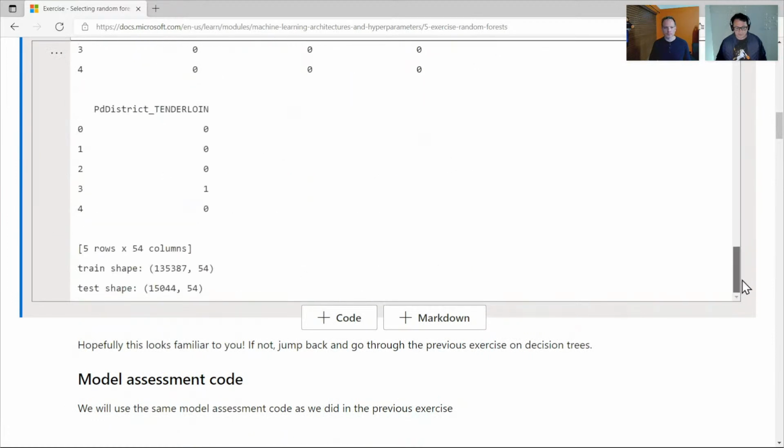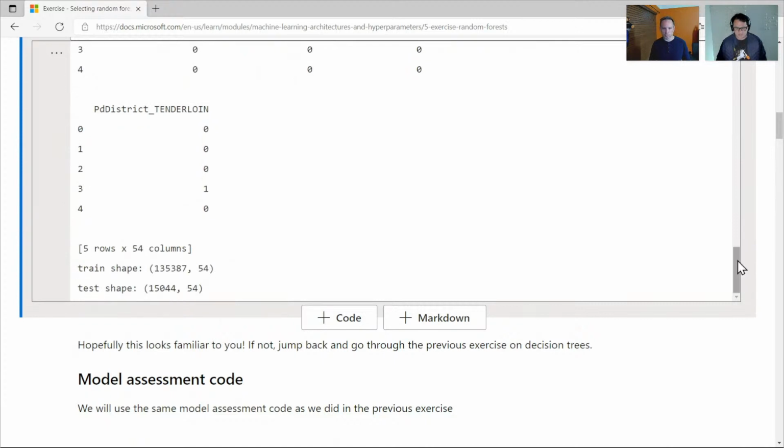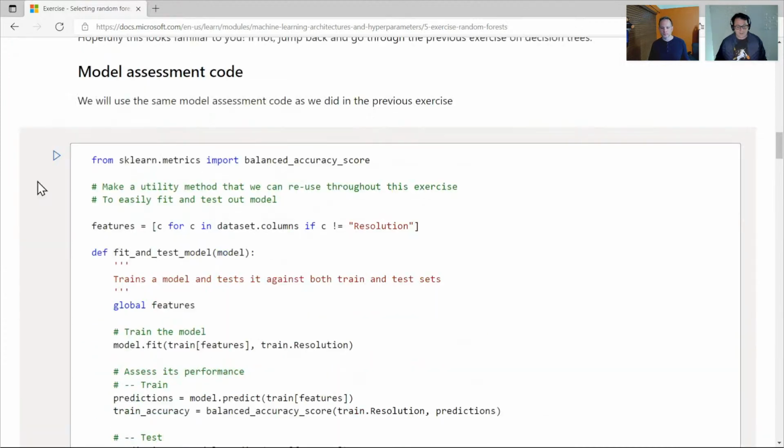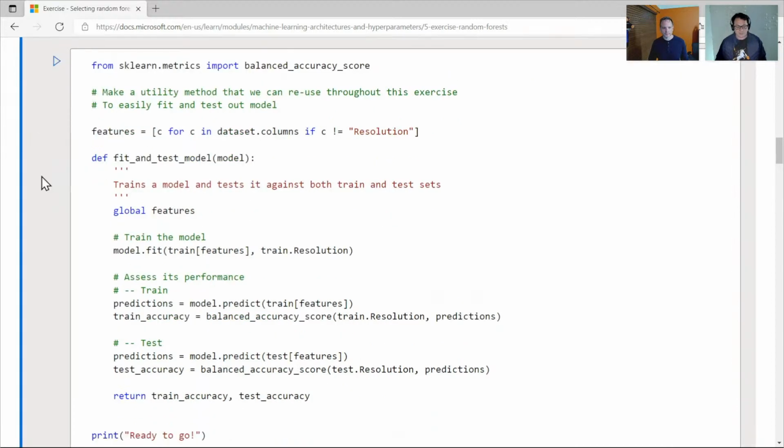Should be 54 columns and then 5 rows, because it's just printing the head of the data set. And we can see that this number of rows here, and for the training data set, and also for the validation data set too. Now we've also got our other code that is used to measure the model. In this particular case, we've got our features that we're looking at, everything except resolution, and then we've got our fit and test model. I could just go ahead and execute this.